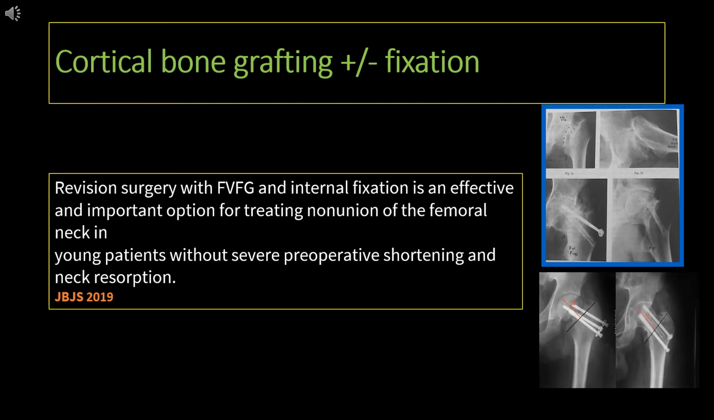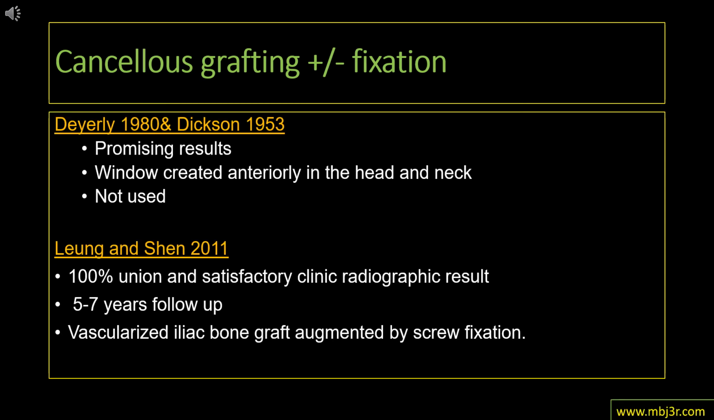Vascular fibular grafting in treatment of femoral neck non-union. Revision surgery with a vascular fibular graft and internal fixation is an effective and important option for treating non-union of the femoral neck in young patients without severe preoperative shortening and neck resorption. Cancellous grafting and fixation. Dailey and Dickson reported promising results by creating a window and putting in a cancellous bone graft. Nowadays, this technique is not used.